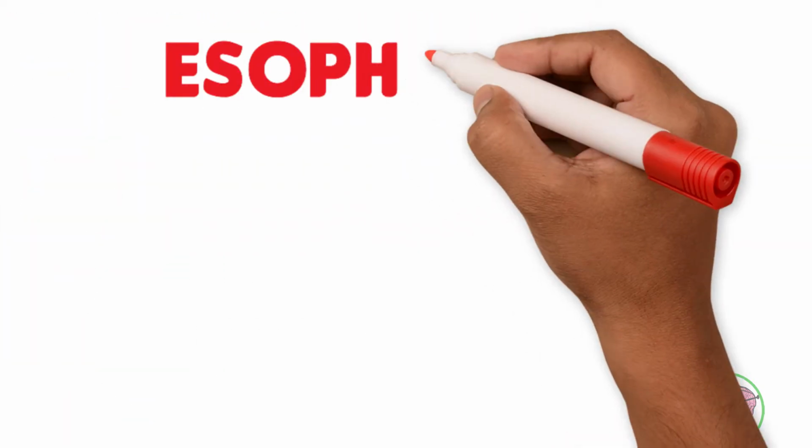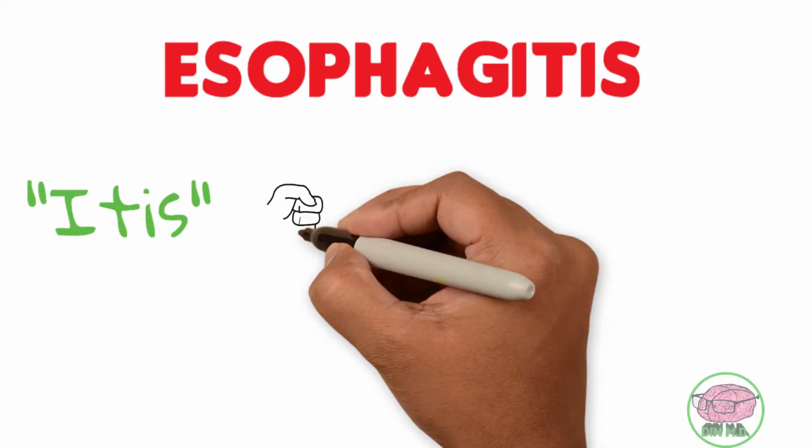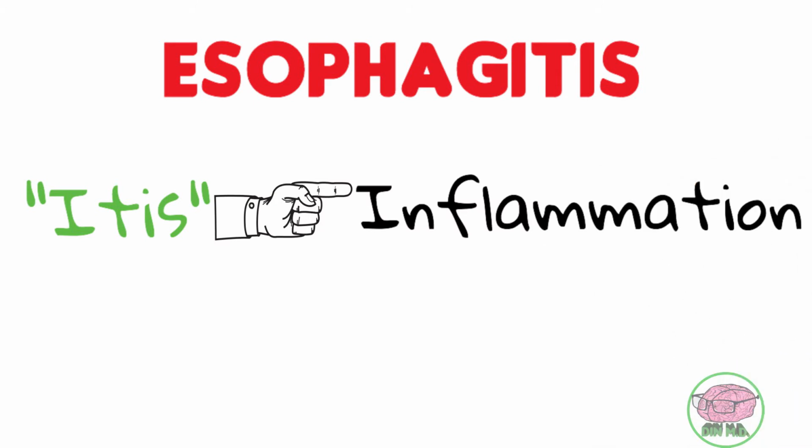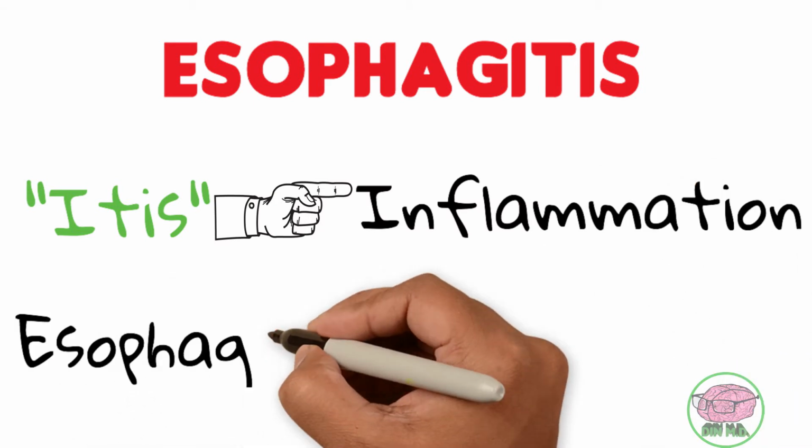And the final term is esophagitis. Itis in medicine means inflammation. Therefore, esophagitis means the inflammation of the esophagus. So when the esophagus gets sick, we need certain studies to determine what's wrong with it.